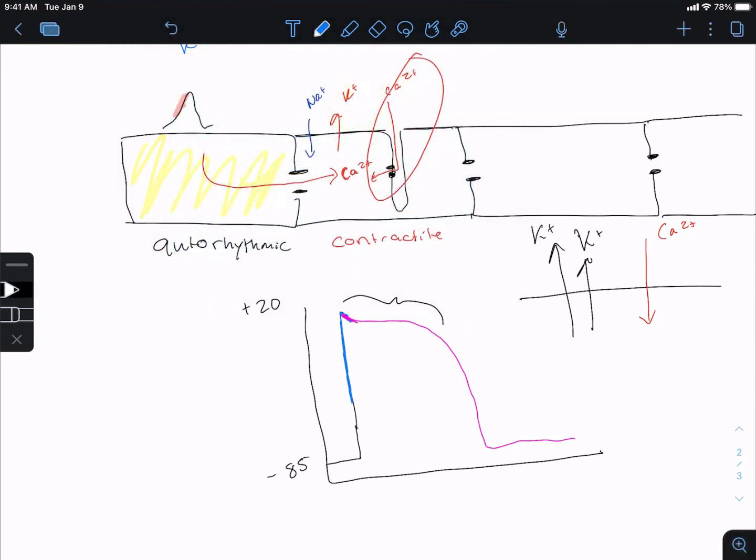Now the rest of this is so that we go back to the falling phase when those calcium channels close. So now my calcium channels have closed where the blue is, and we're back to potassium leaving because these channels have closed. And that's essentially the action potential for the contractile myocardium.